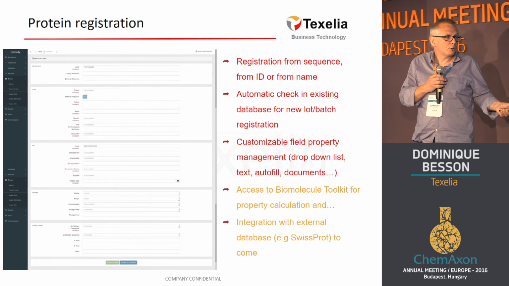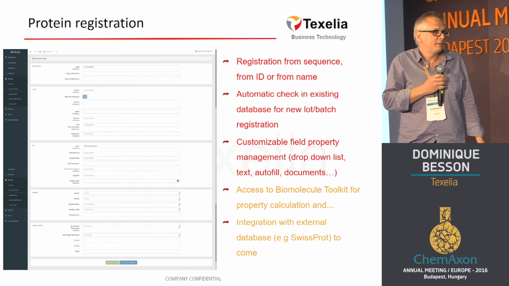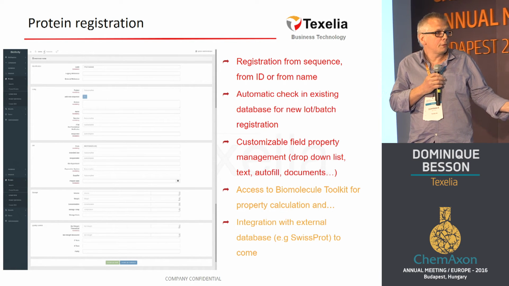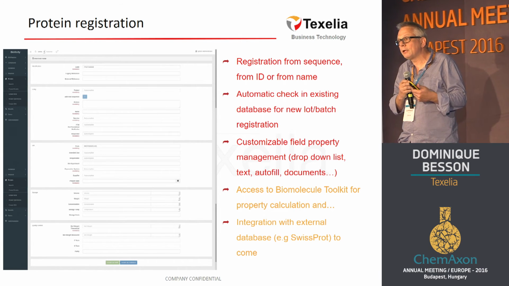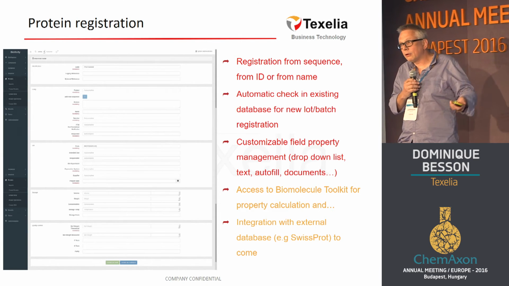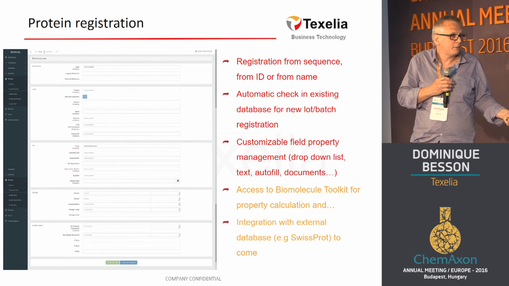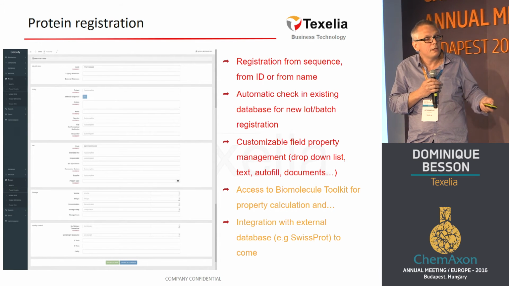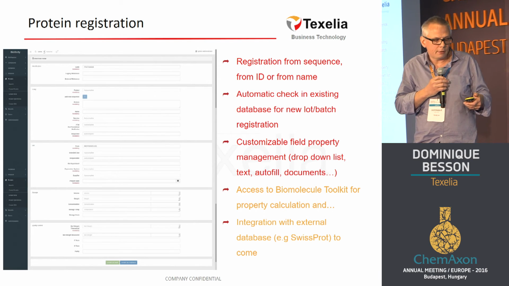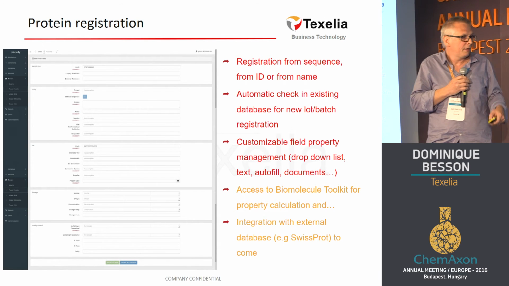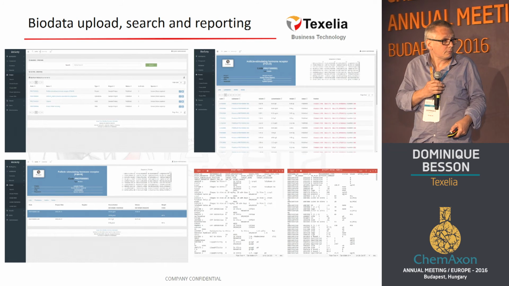And the yellow part on the bottom there is the part that is provided by ChemAxon. This is the access to Biomolecule Toolkit, which allows you, for example, to calculate the properties of the molecule you are registering directly online and to return that in your database. But as well, potentially, and this is something that is quite interesting for me, namely for the proteins and for even larger molecules, larger than simply a peptide, to access external databases to retrieve information from outside.